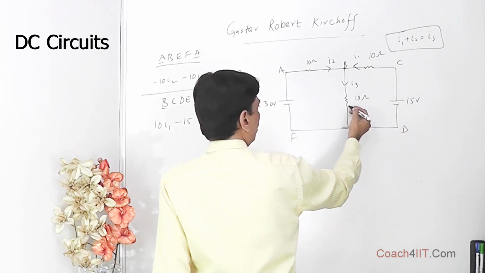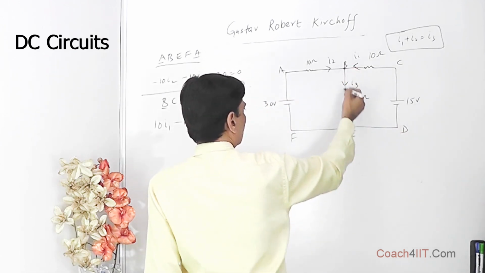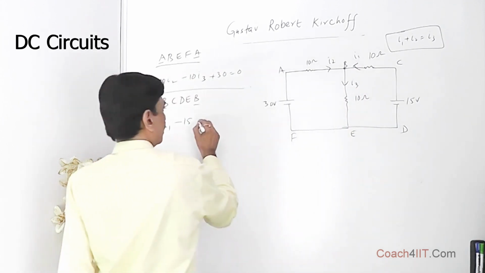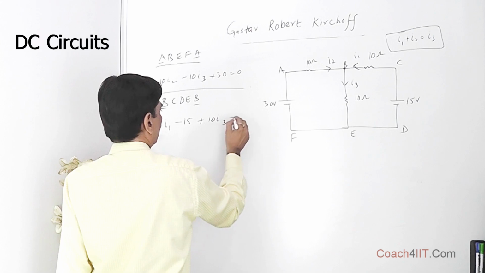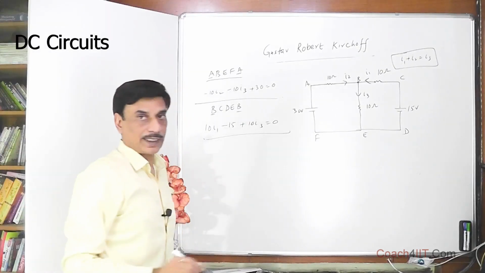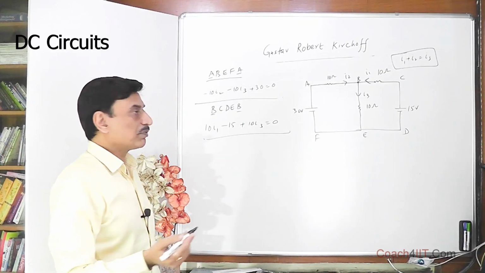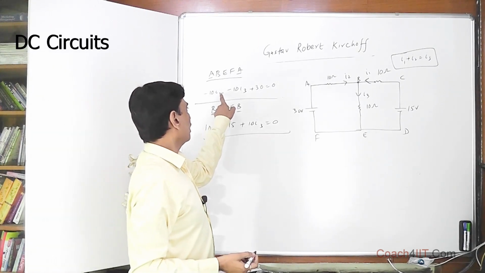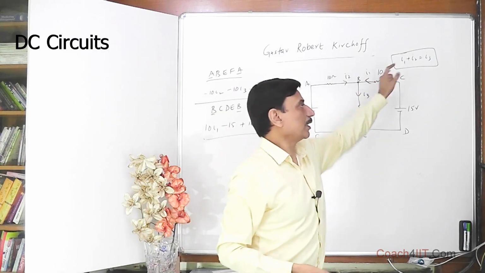We reach here. Now the conventional current is coming in this direction and we are moving in this direction. So once again there is a gain. So plus 10 into I3, that is equal to 0. That is the second equation we get. So we have three variables, I1, I2 and I3. We have three variables and we have three equations. One is this, second is this, the third is this.